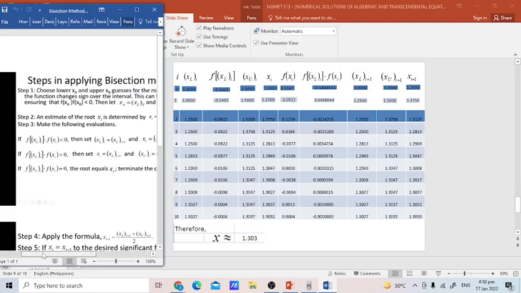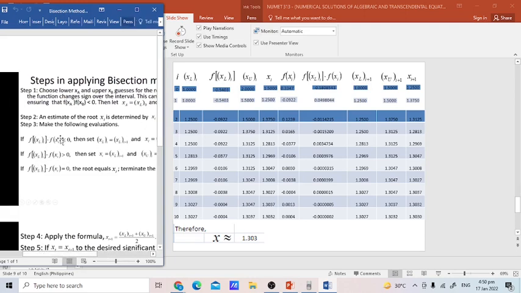Ano daw ang gagawin pag negative? O, kapag less than 0, ibig sabihin negative. Set x sub l,i equals x sub l,i plus 1. So, itong x sub l, lower value ng x na 1, magiging x sub l,i plus 1 siya. Okay? So, 1 din yon.